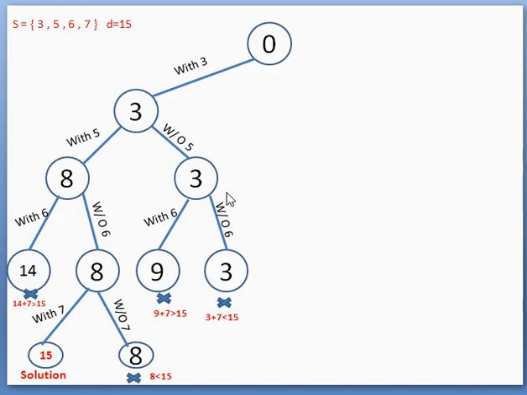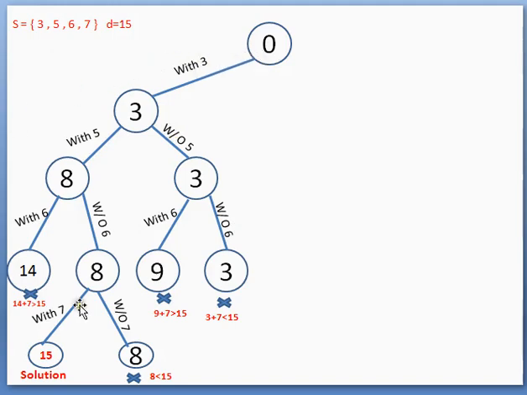exclusion of 6. If I include 6, 9 plus 7 is greater than 15. If I exclude 6, 3 plus 7, again it is less than 15. So if I include the next number or exclude the next number, then also I am not getting the solution here. Again this is the bad choice till I came here. So what I will do, again I will backtrack from 3 without 7, excluding 6, excluding that is without 5. Then I'll come to here with 3.